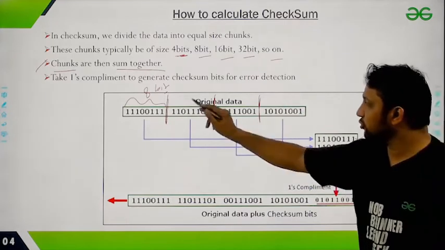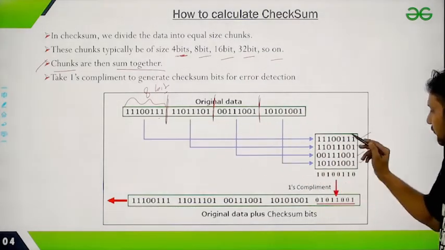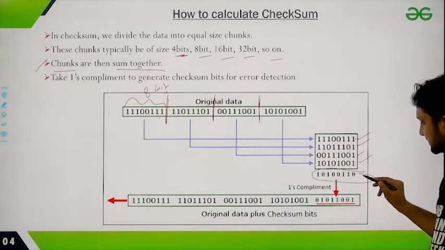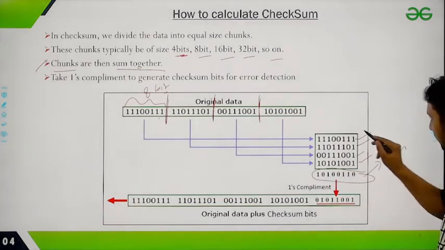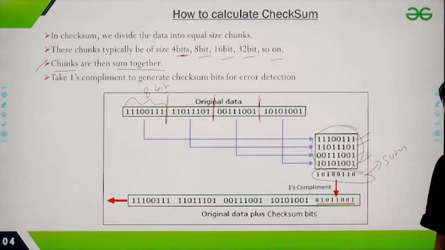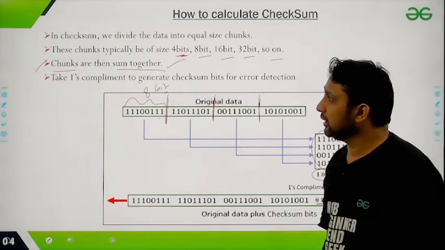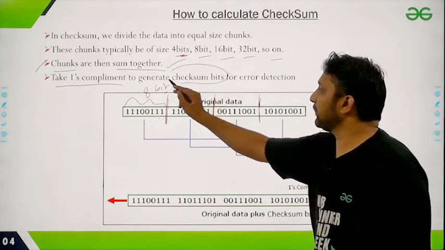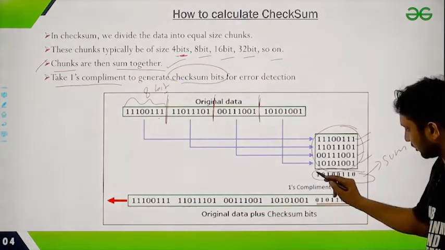All the four chunks, one, two, three, four, are summed together and we get this sum. This is the sum of all these four chunks. After that we take the one's complement to generate the checksum bits.